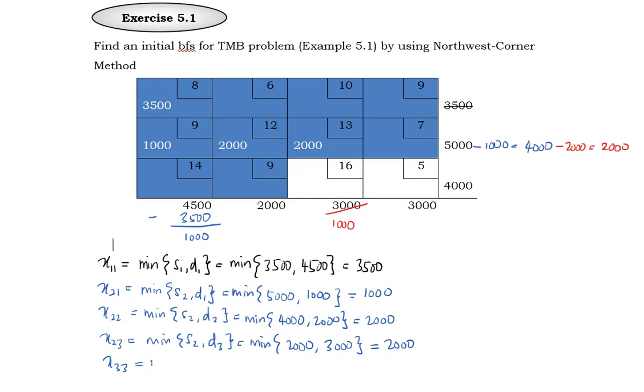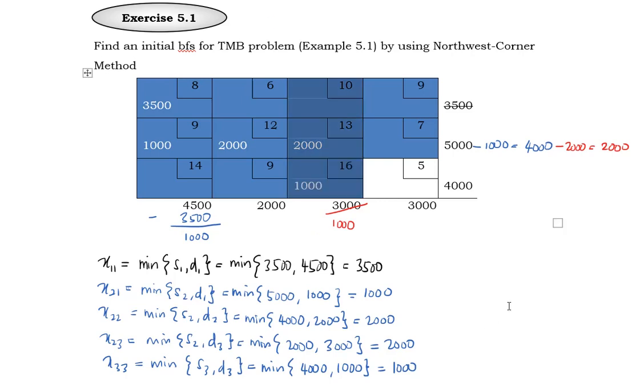X33 is equal to the minimum of S3 and D3, which is the minimum between 4,000 and 1,000. Therefore, X33 is 1,000. We cross out column 3 and reduce S3 by 1,000.